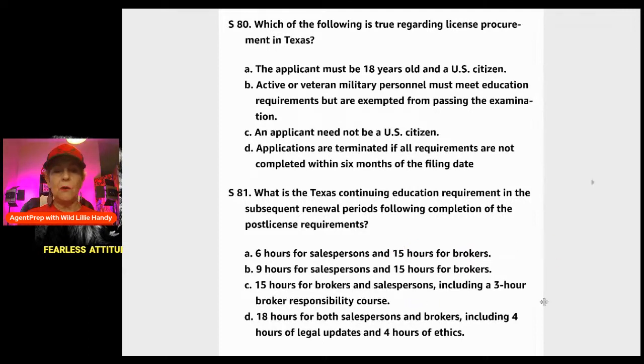So A, 6 hours for salesperson and 15 hours for broker. B, 9 hours for salesperson and 15 hours for brokers. C, 15 hours for brokers and salespersons, including a 3-hour broker responsibility course. Or D, 18 hours for both salesperson and brokers, including 4 hours of legal updates and 4 hours of ethics.